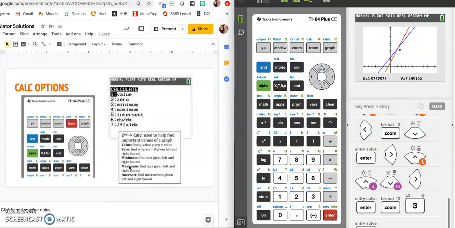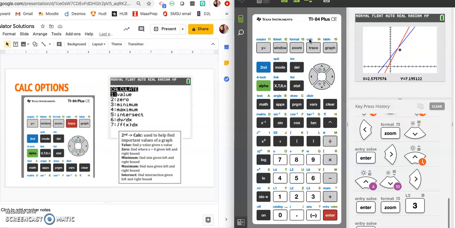This is the main thing that we want, the little programs that the calculator does for us. Here I have this calc button, which is right here, that you have to use the second option for. And so what we can do is we have value, zero, minimum, maximum, intersect.